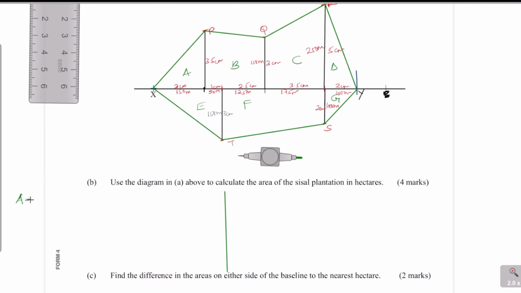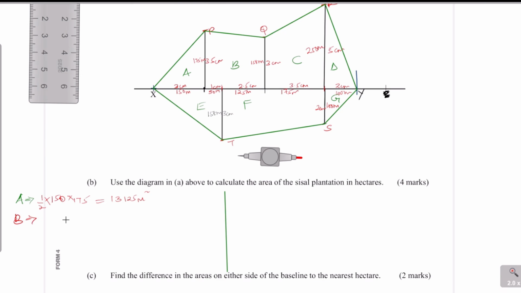For A, that is the area of the triangle, and the area will be given by a half times the base. The base is 150 meters, times the height. The height is 3.5 centimeters. That one we said is equivalent to 175 meters. So when you multiply that, you get 13,125 meters squared. So it is 150 times 175, and then you divide by 2. Then you go to region B.